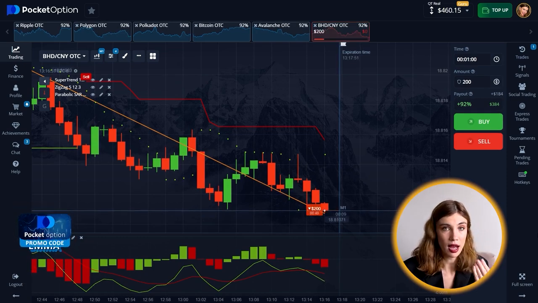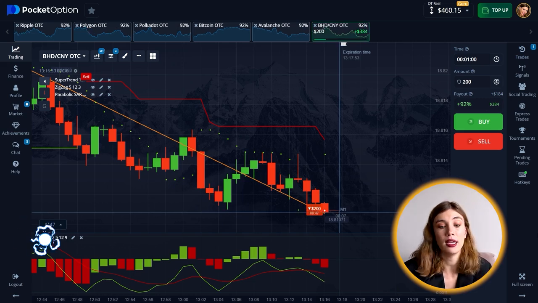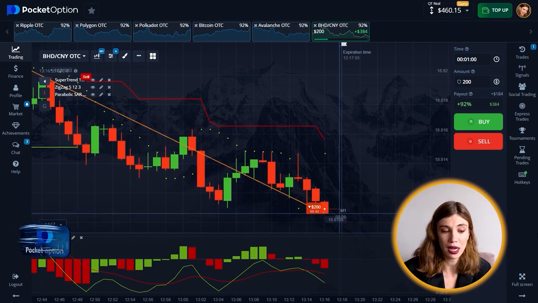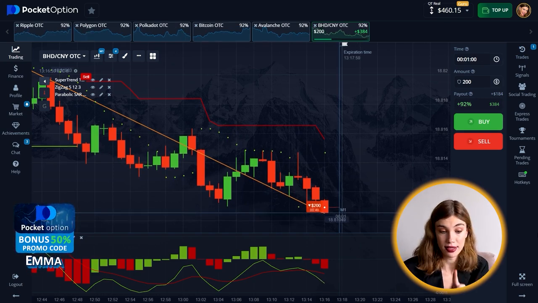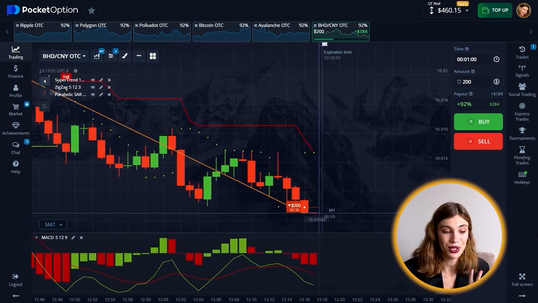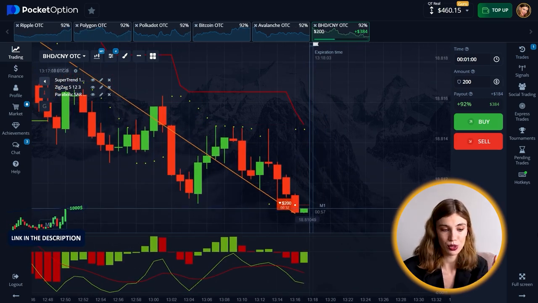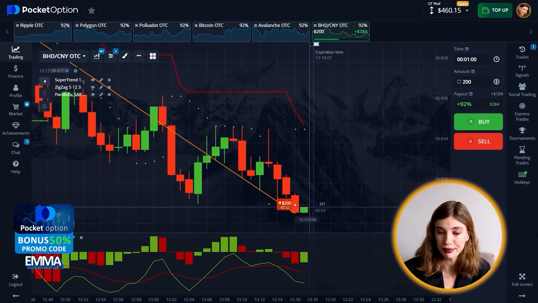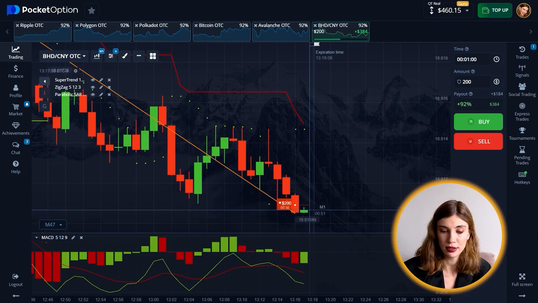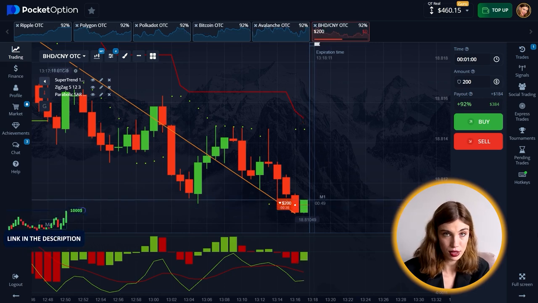Well, this asset here that I picked is in a prolonged downtrend. The oscillator signals a decline and the zigzag indicator shows lower lows with the super trend supporting the short position. So let's go for it. Let's wait for a drop.